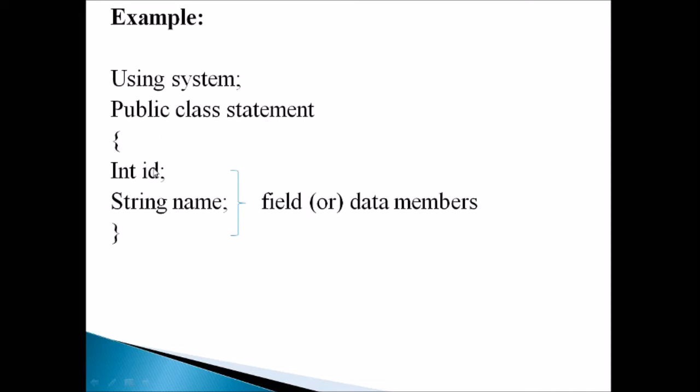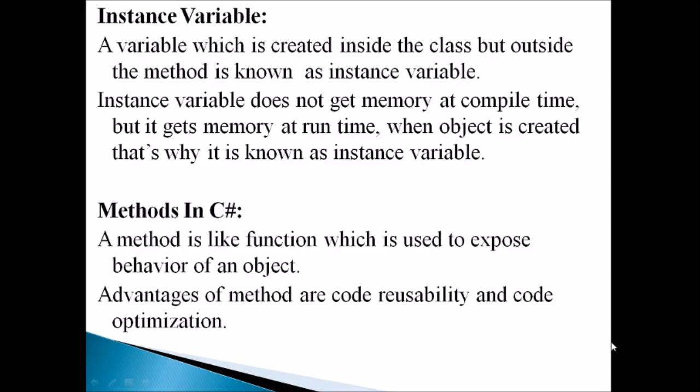Within the block, int id is given. It's a variable declaration statement. And string name, this is also a variable declaration. These declarations can be called fields or data members. Okay, so this is a simple example to create a class. And we shall see some of the terminologies used in C# source code.